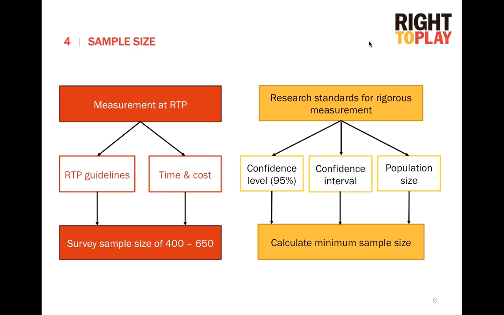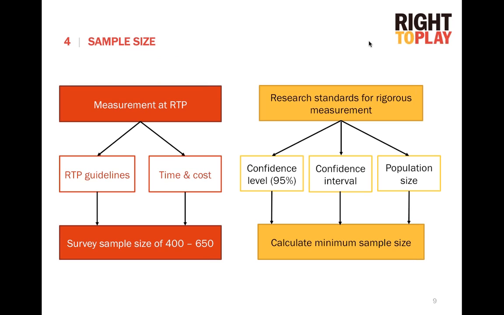Generally speaking, we're aiming to have a minimum of 400 participants in our survey sample, and we're gradually going to work up to 650 participants. I want to make a few comments about the Right to Play guidelines and how we've come up with these numbers. As you all know, we're trying to make our M&E work more and more rigorous so that we can take our measurement to a deeper level based on the globally accepted standards and processes for research and evaluation.